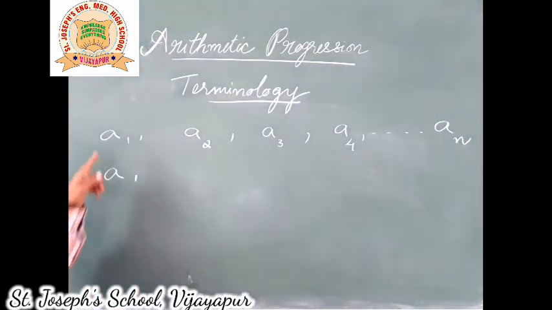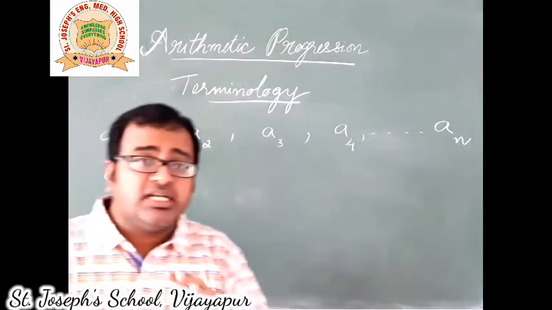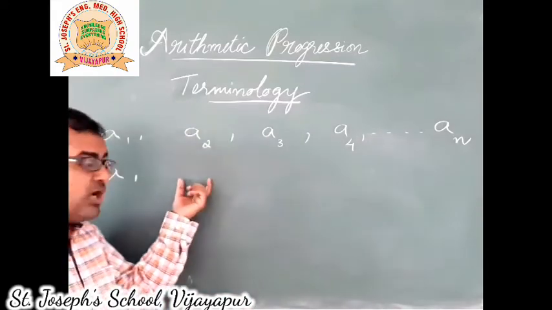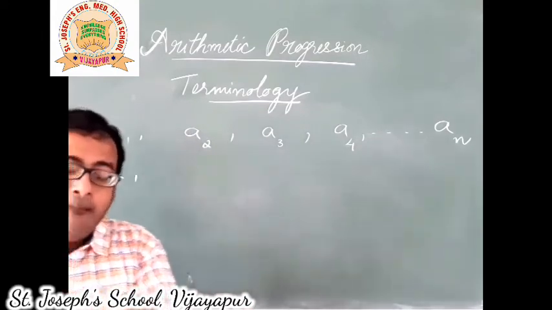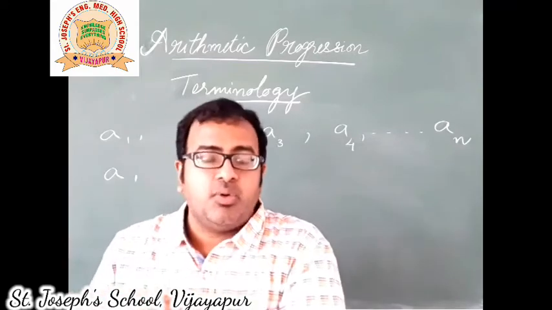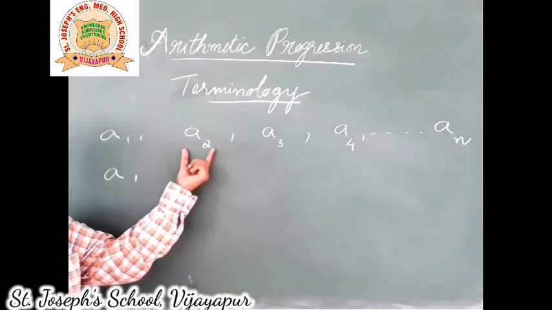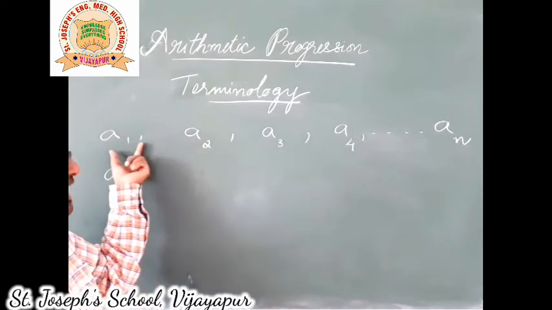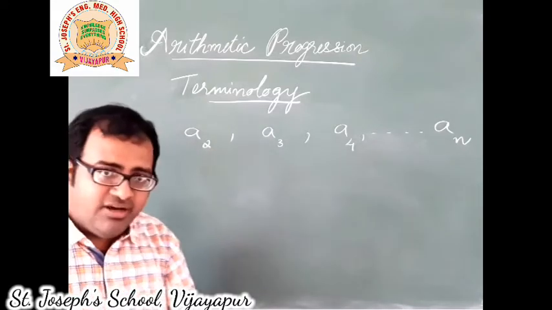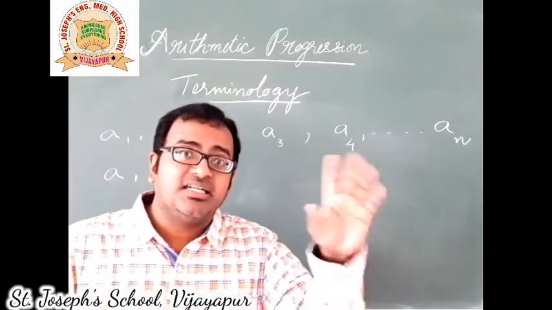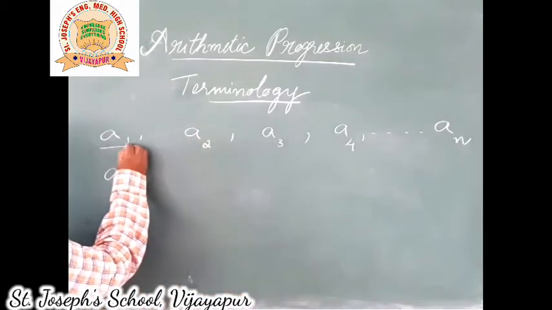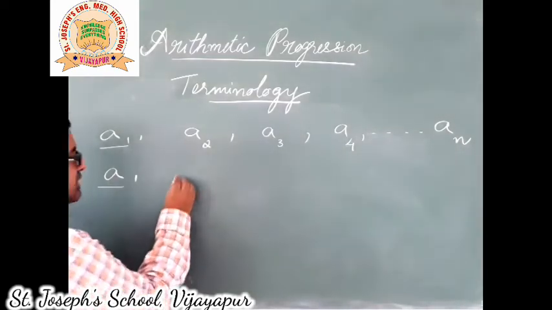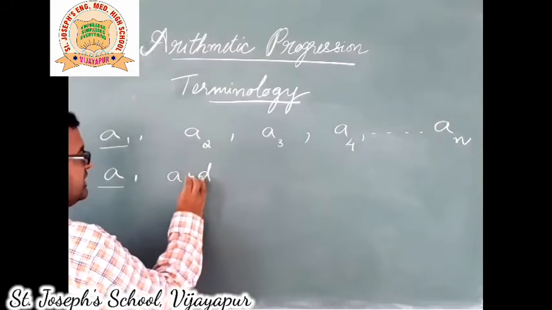A. Now, if this is A and the constant number or the fixed number which I am adding is D, then how do I get A2? I will get A2 by adding D to the previous number. What is the previous number? If A2 is now the succeeding number, then its preceding number is A1. So for A1, you add the fixed digit D. So this is A1, which is also equal to A. Add D to it, you get the next number, that is A plus D.